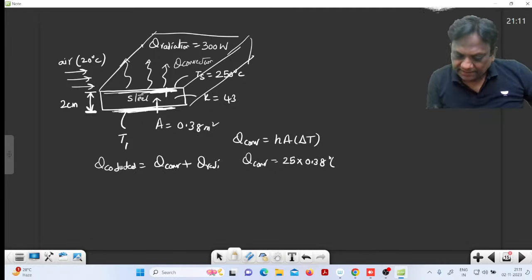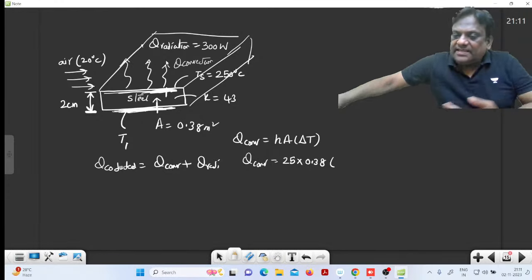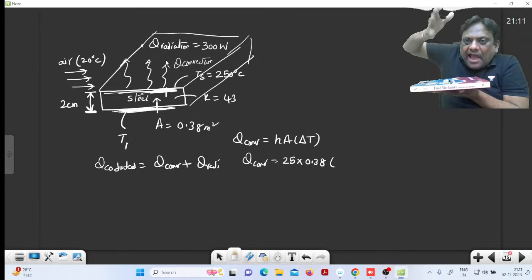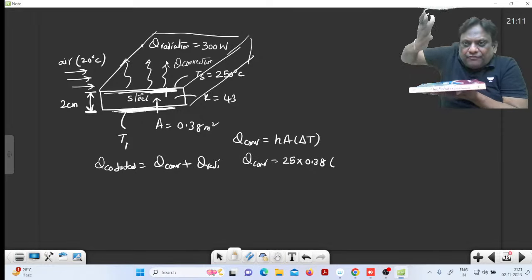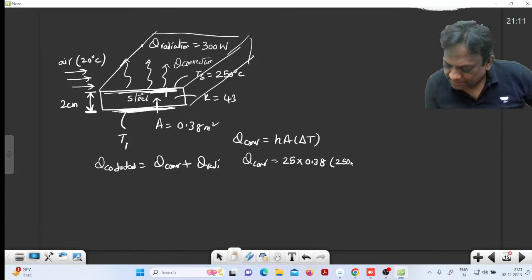0.38 and delta T. The surface is convecting here. The ambient temperature is 20 and the surface temperature is 250. From the upper surface, look here, this is at 250, ambient is 20. The difference is 250 minus 20. So therefore it will be 250 minus 20.